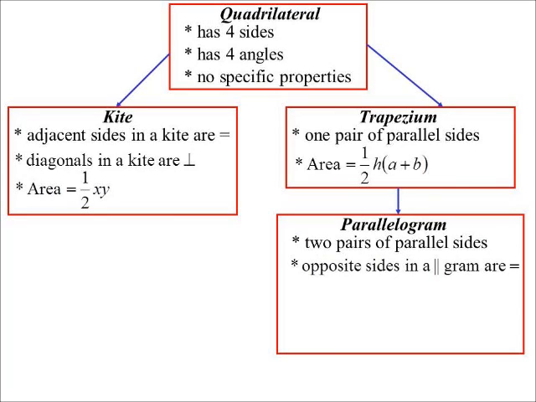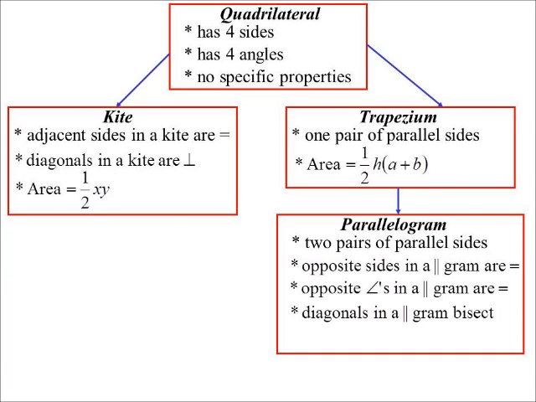We know things like opposite angles in a parallelogram are equal. We know that the diagonals in a parallelogram bisect each other. And we have an area formula for parallelogram, base times height, where that height is the perpendicular height between the parallel sides.